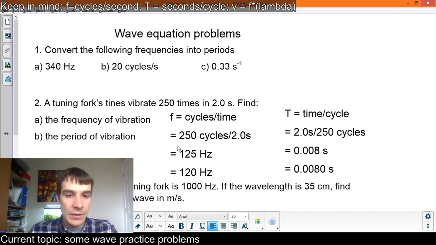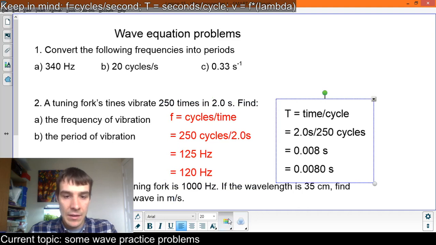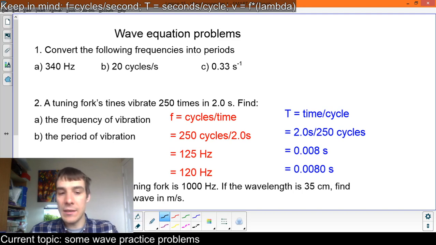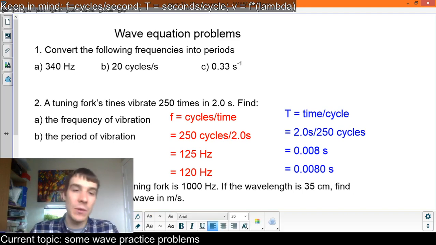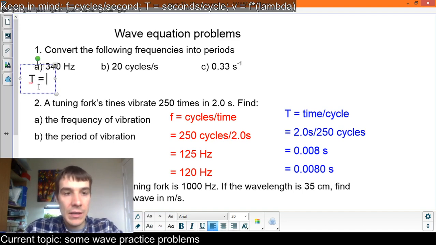Okay. So there's our first practice problem done. I'm going to change the color here so that it doesn't look so confusing. This one's red. This one will be blue. Okay, now we're going to convert the following frequencies into periods. So 340 hertz is a frequency. It's 340 cycles per second, which means that one cycle will be done in 1/340th of a second, if you're getting 340 of them in 1 second. So here we can go, period is 1 over frequency.